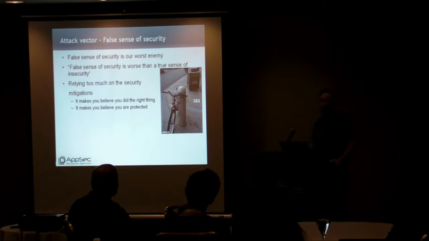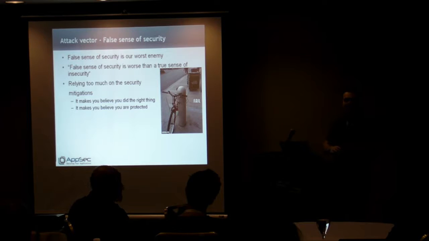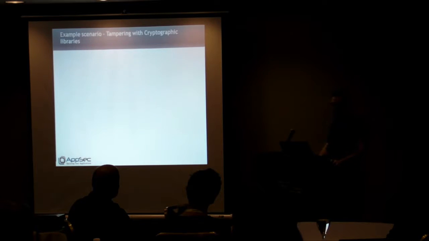Another interesting thing is something that I call the false sense of security. Do you see this picture on the right? This is a real picture. Someone actually bought a lock, and this is how he locked his bicycle. False sense of security is one of the bad things that can happen in security, because you're thinking that you're okay, but you're not. You're thinking you did the right thing, but you're not. So basically, someone can hack your system.